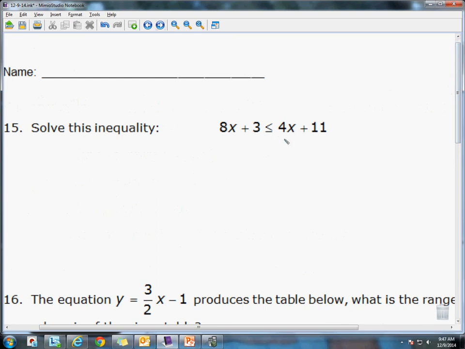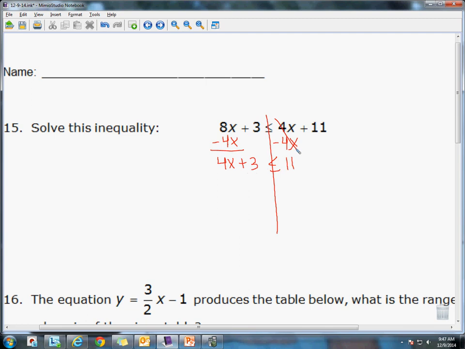All right, number 15, solve this inequality. Just like solving an equation, we just have our inequality symbol. We're going to get our x's on the same side, so we're going to move this 4x over. It's positive, we're going to make it a negative. Cross out our 0 pair. 8 minus 4 is just 4, so we have 4x plus 3. It's less than or equal to 11.